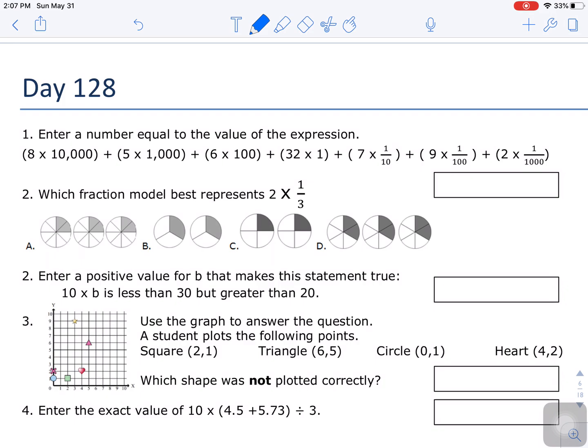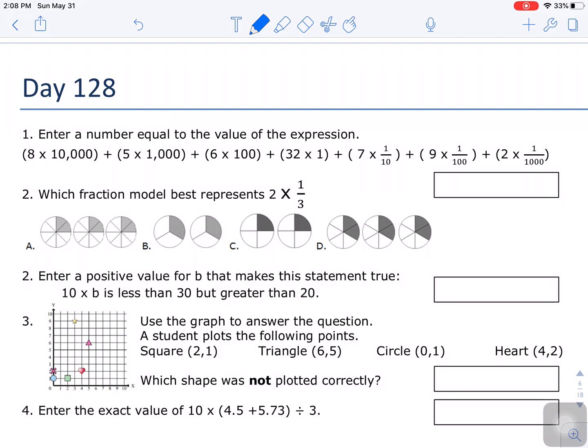This is entry test day 128. Problem number 1. Enter a number equal to the value of the expression. If I look at all of my sets of parentheses there, I notice that they are actually all in order from greatest to least. So let's start with the greatest place value.